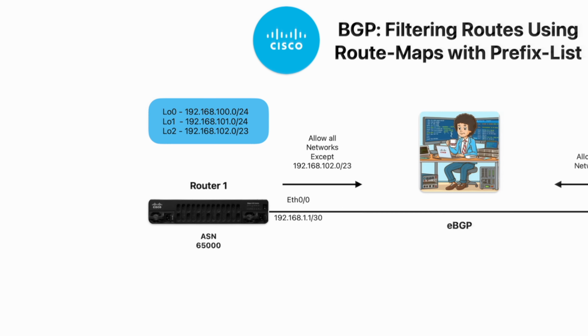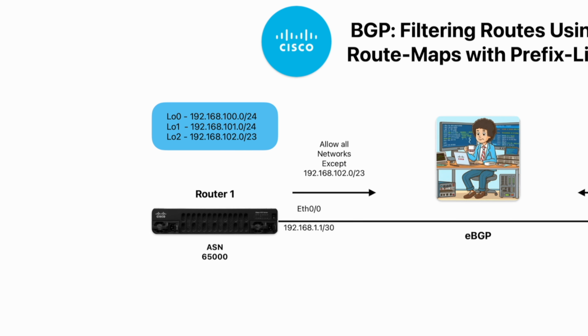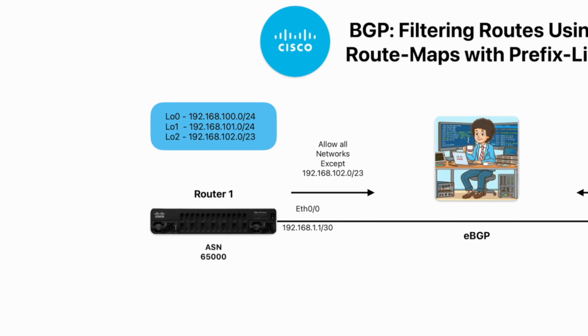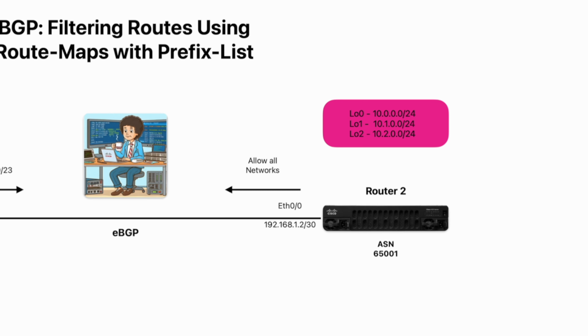All right, so let me break it down to you. The first thing we're going to do is configure router 1 with the autonomous system 65000 using protocol BGP. We're also going to configure the Ethernet 0/0 IP address, and we're going to configure 3 loopbacks. And we're going to do a prefix list, and that prefix list is actually going to allow everything except for the 192.168.102.0/23.